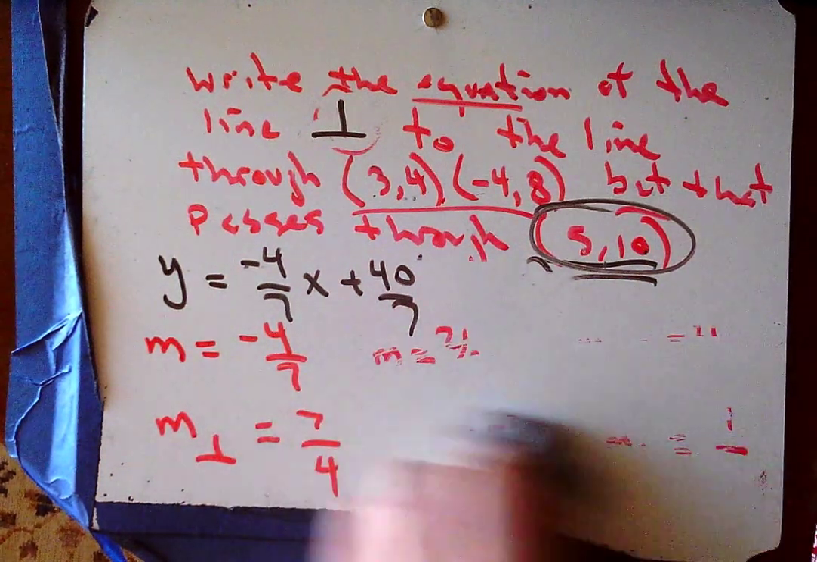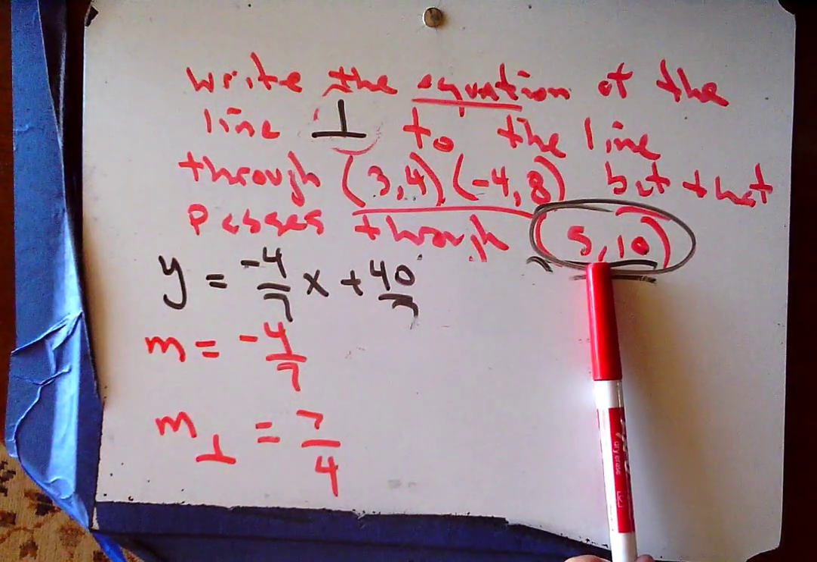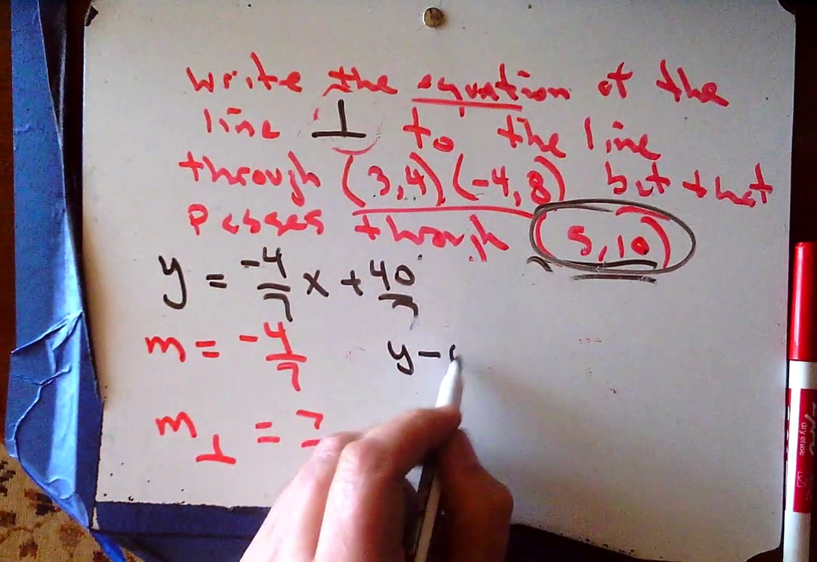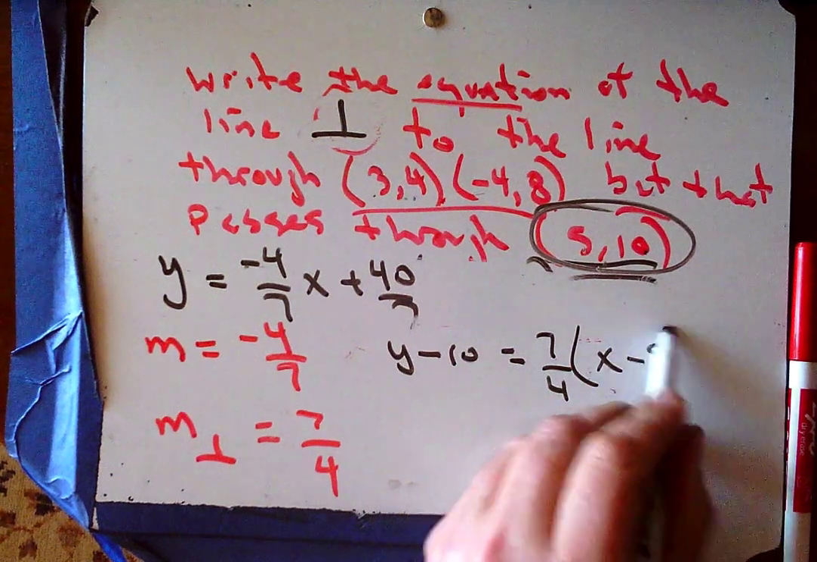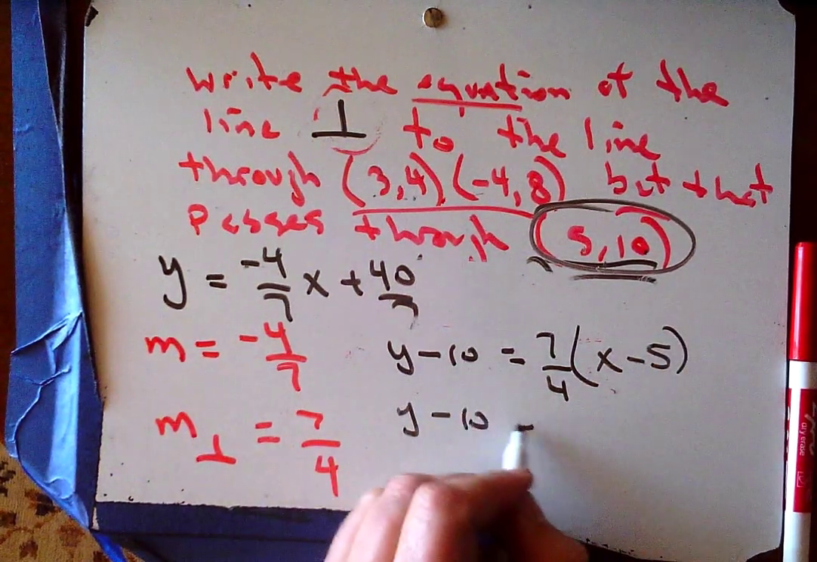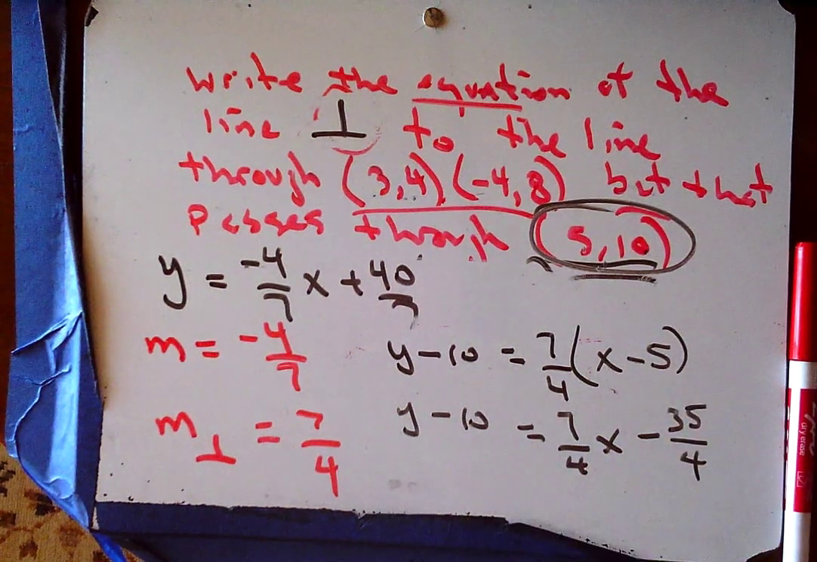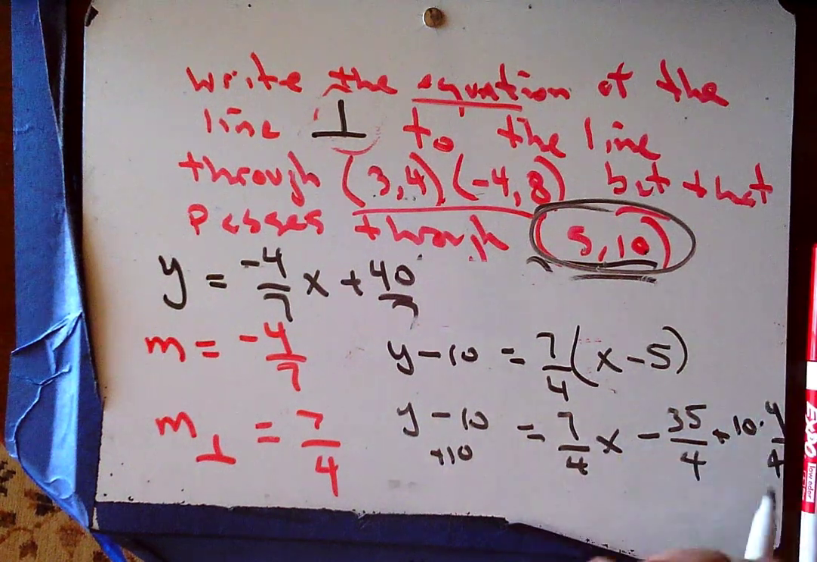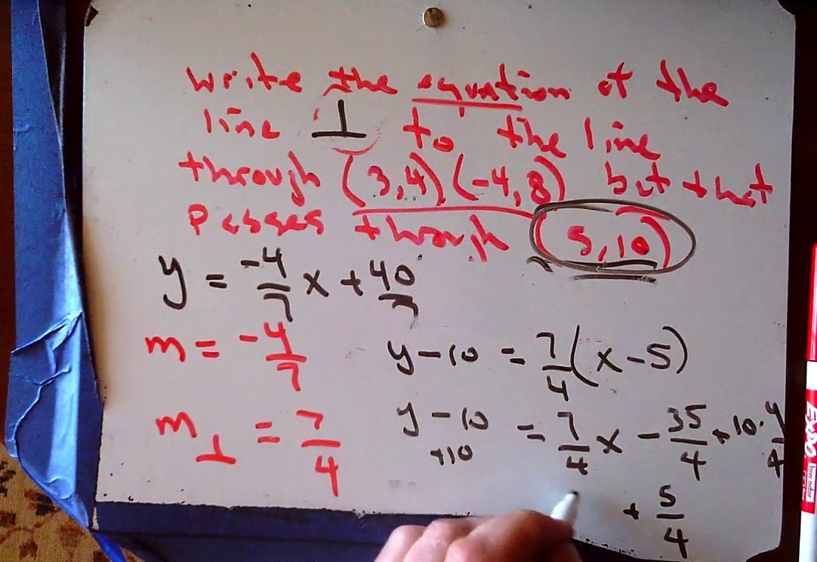Okay, I've got that perpendicular slope, positive 7/4. I still have to use this point and that slope to write the equation of the line. So y minus 10 equals 7/4 (x minus 5). Y minus 10 therefore equals 7/4 x minus 35/4. If I add 10 to both sides, that's the same as adding 40/4. 40/4 minus 35/4 is 5/4.